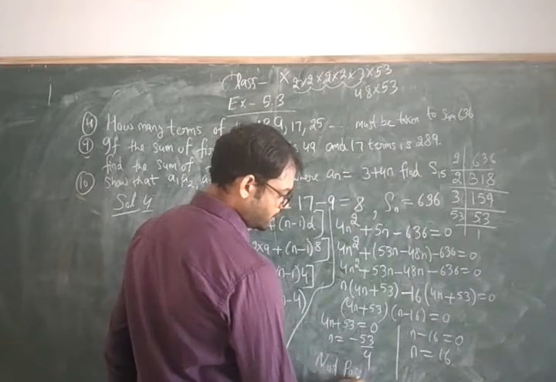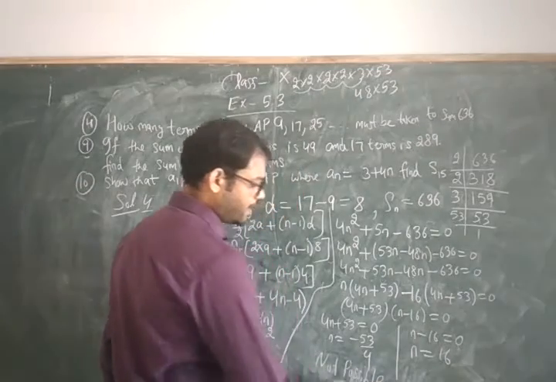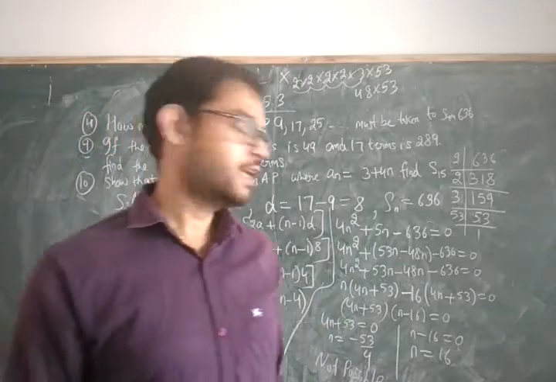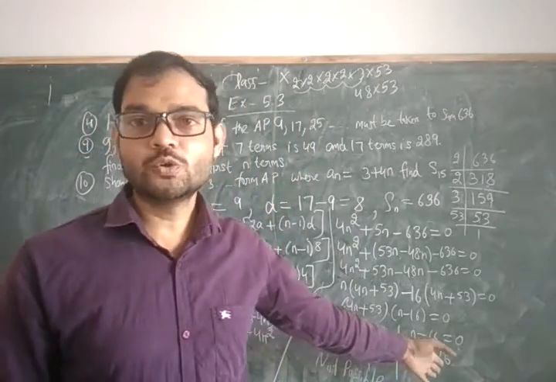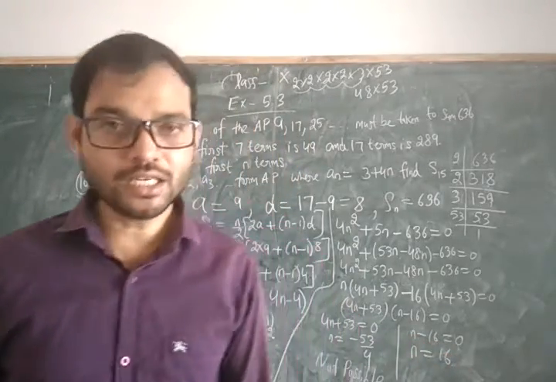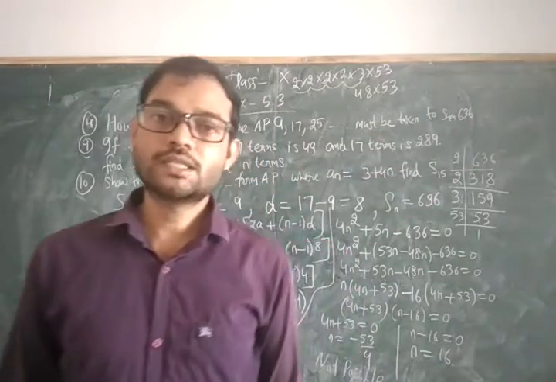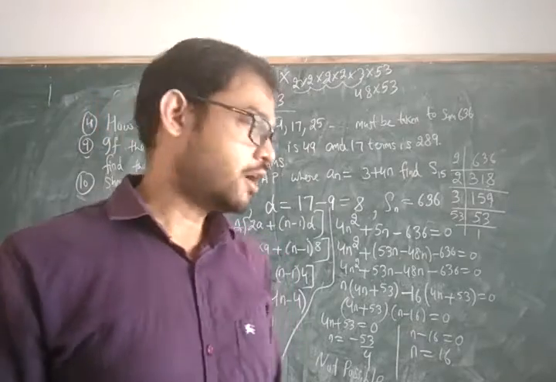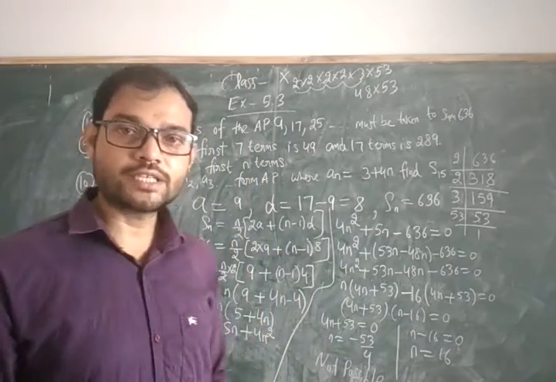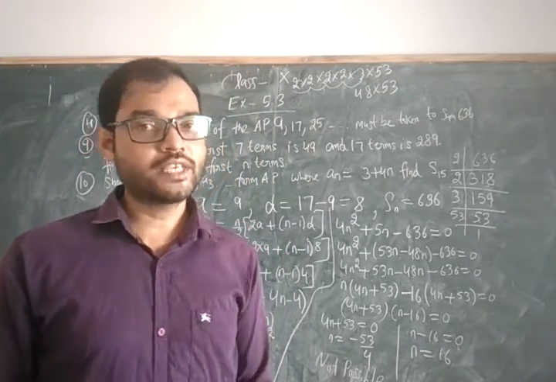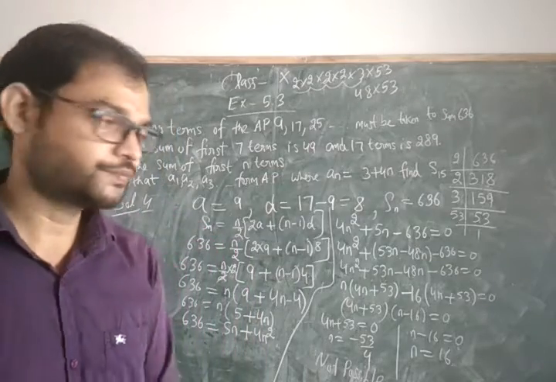ये आपका पॉसिबल ही नहीं हो सकता है, you will neglect it. आप इसको neglect कर देंगे and your answer will be n is equal to 16. So there are 16 terms whose sum is 636. Okay. Now start the next type of question of the same exercise 5.3.